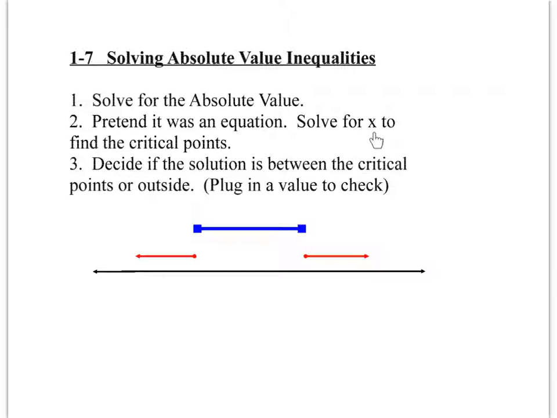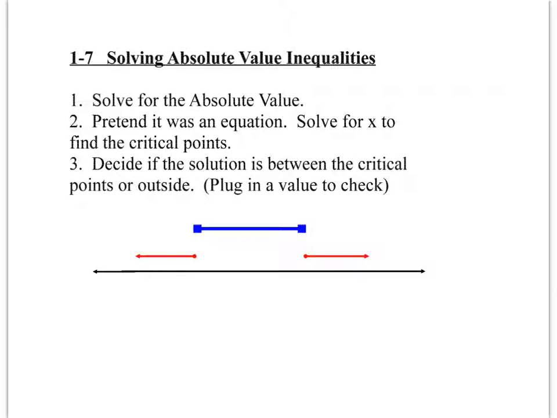Once you get x, we're going to get 2 points. Those are going to be what we call our critical points. And then your answer is going to be one of two things. It's either going to be a segment in between the two critical points. It's like an and compound inequality. Or we're going to get an answer in red here, where we're going to have two rays going away from each other with a missing section in between. It's like an or inequality.